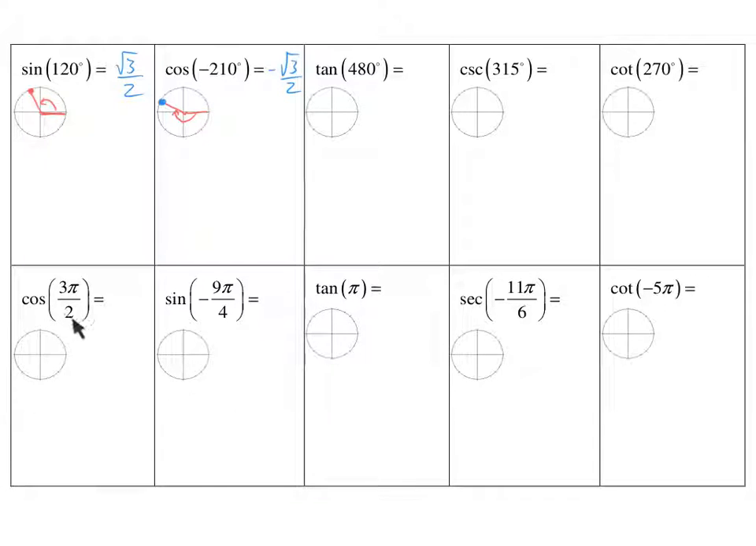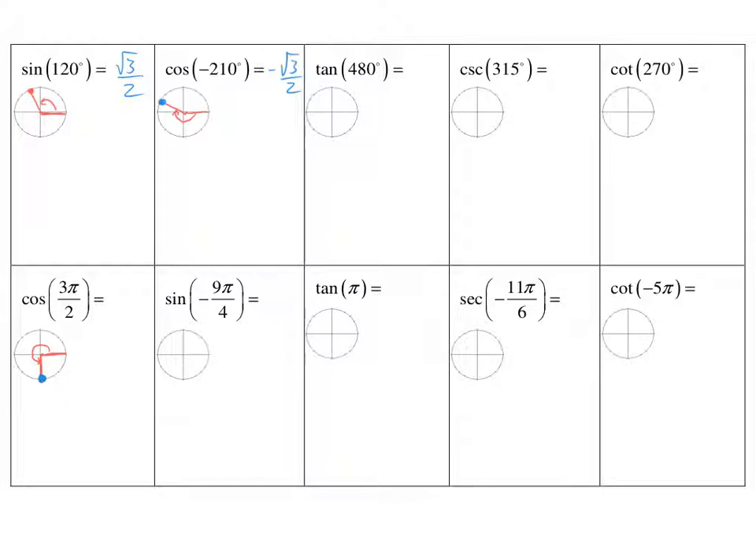Let's jump down to this one. Let's finish our sines and cosines. Cosine 3 pi over 2. So let's find 3 pi over 2. 3 pi over 2 means 1.5 pi. So I'm going to go 1 pi and a half. So there I am. And I want the cosine of that.